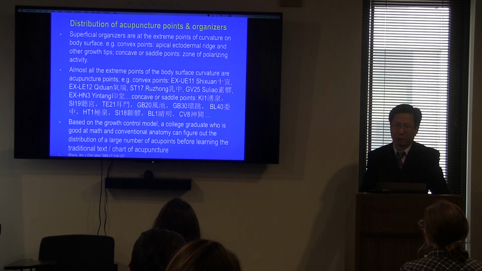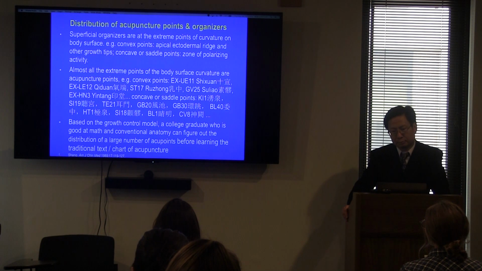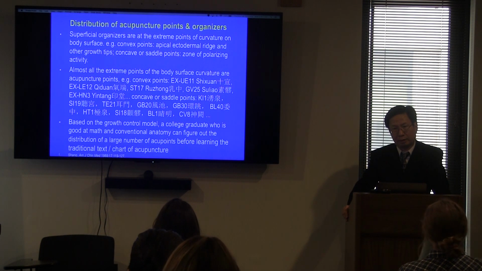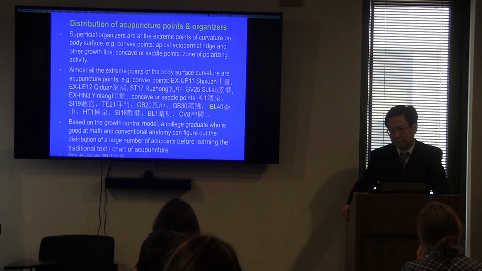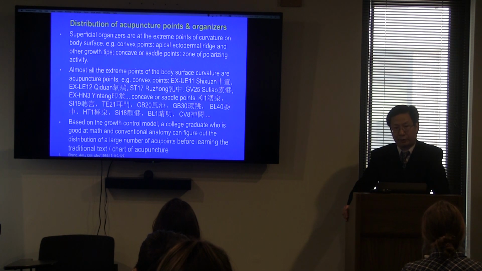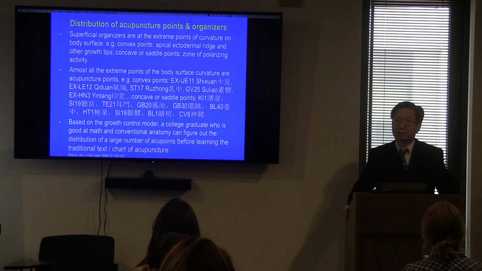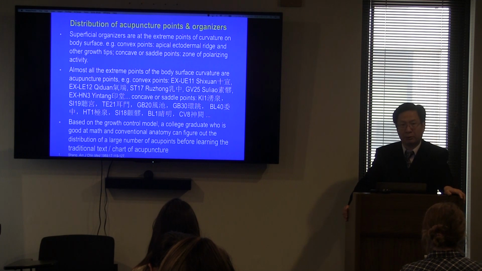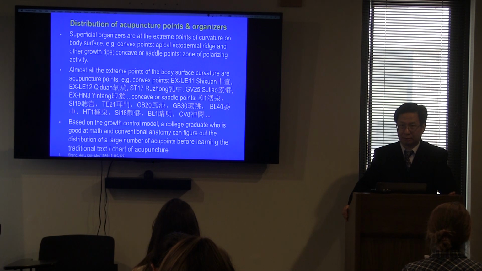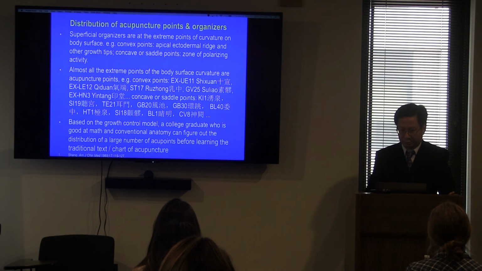And this also really explains why the external ear has the highest density of acupuncture points. Because we know the external ear has a very convoluted morphology, right? Whenever you have a convoluted morphology, you would expect a very high density of concave points and saddle points, and also convex points, and thus the expected points of organizers, and that is why there's such a high density of acupuncture points on the external ears too.